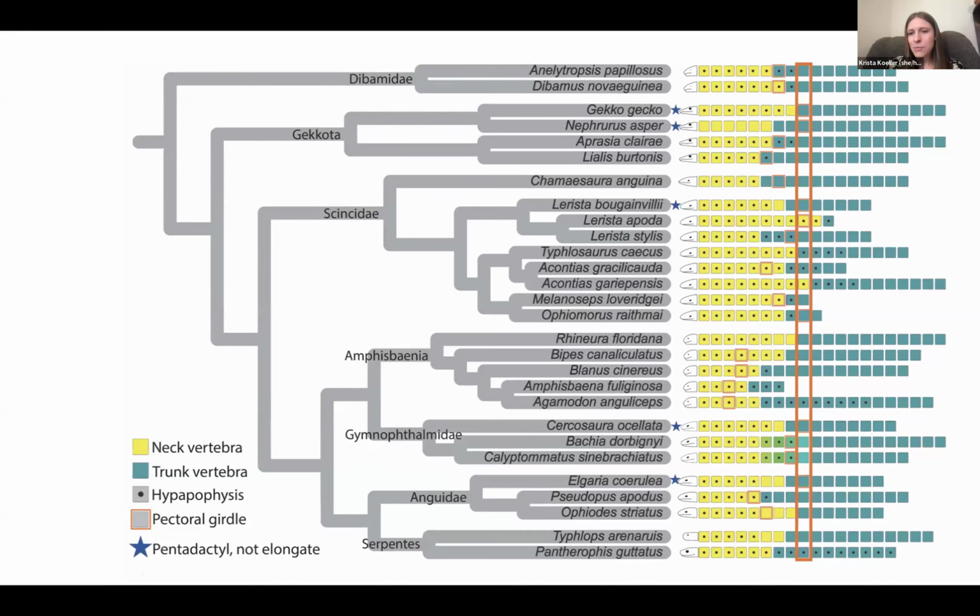There are some exceptions. Acanthus garapensis, right there in the middle. The geometric morphometric boundary has shifted to the right, or shifted posterior relative to the ancestral state. Same with the hypopophyses. But by and large, we have a shift closer to the head.